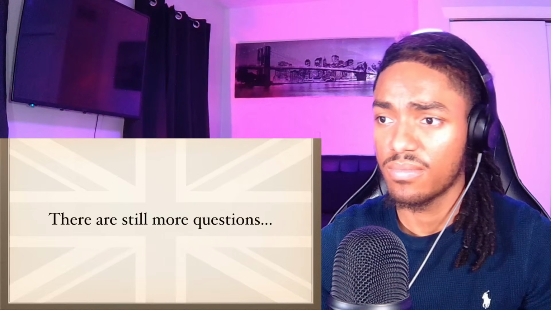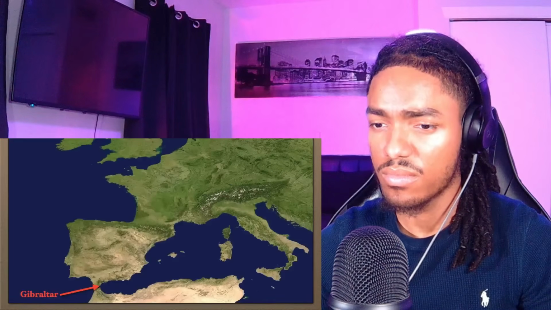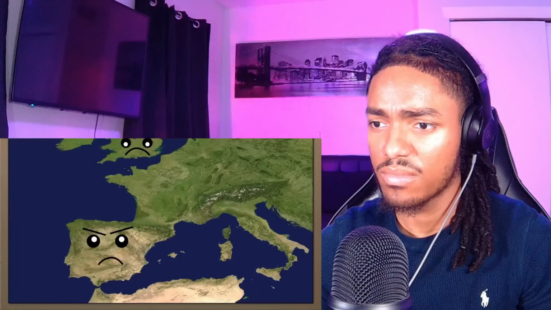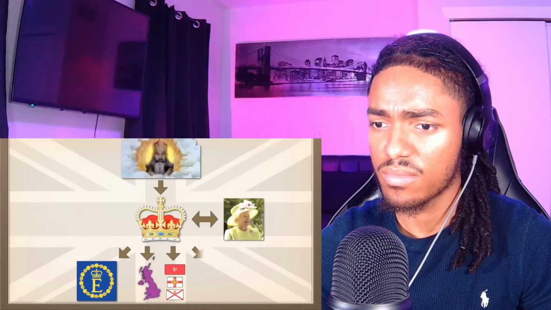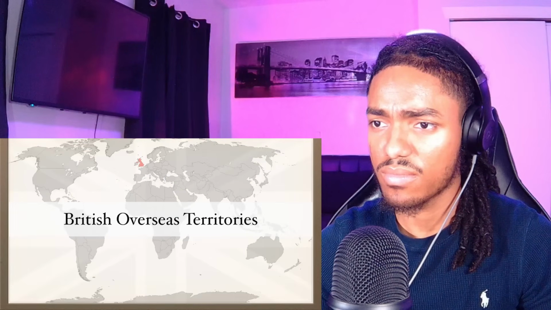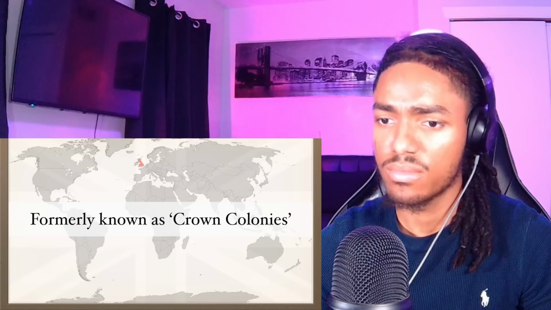Almost, but not quite. There are still a couple of loose threads, such as this place, the tiny city of Gibraltar on the southern coast of Spain, famous for its rock, its monkeys, and for causing diplomatic tension between the United Kingdom and Spain. Or what about the Falkland Islands, which caused so much tension between the United Kingdom and Argentina that they went to war over them? These places belong in the last group of crown properties known as British Overseas Territories, but their former name, Crown Colonies, gives away their origin. They are the last vestiges of the British Empire.